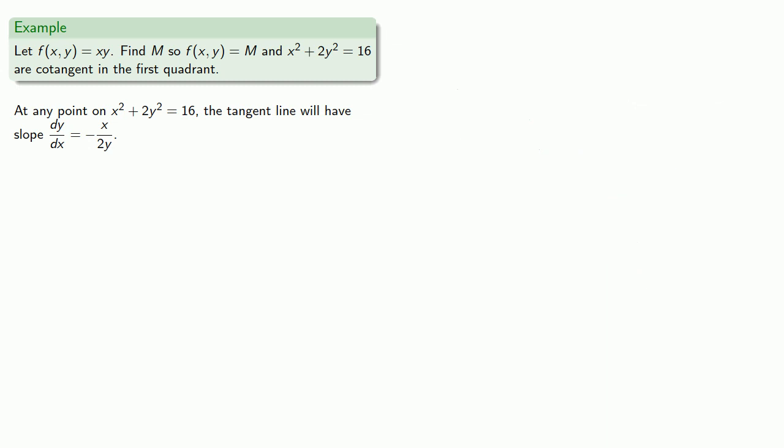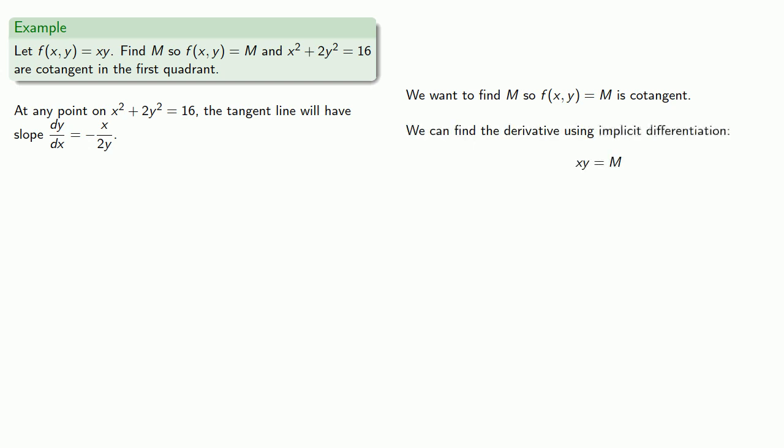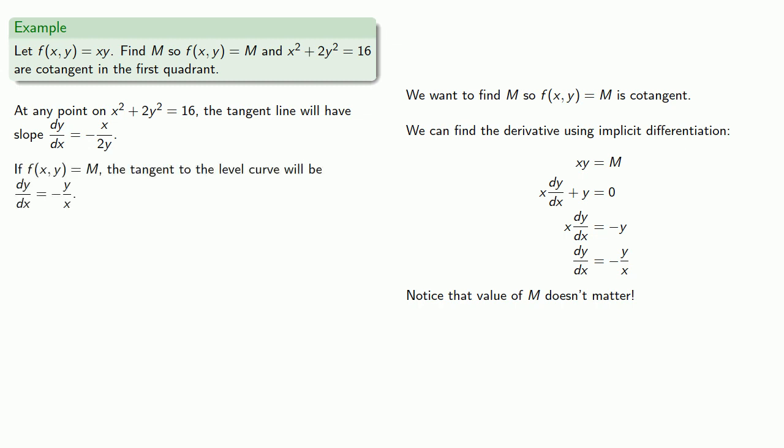We also want to find m so that f of x y equals m is cotangent. Well, again, we'd like to know something about the tangent line, and we can find the derivative using implicit differentiation. And it's worth noticing that the value of m doesn't matter. And so if f of x y equals m, the tangent to the level curve will be d y d x equals negative y over x.